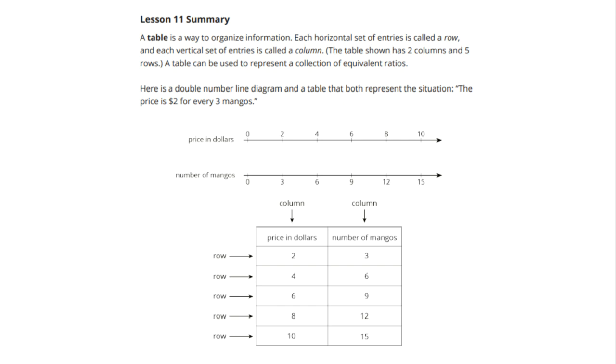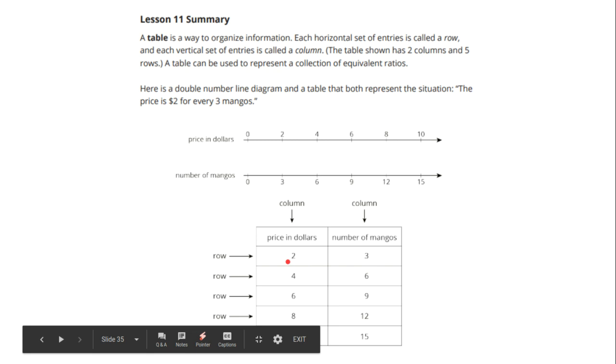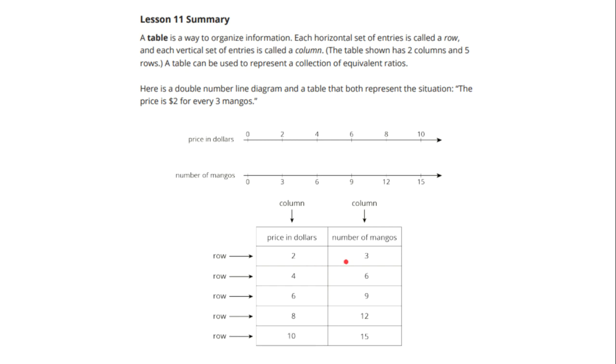And then our lesson 11 summary. Pretty much your table is a way just to organize your information. Going across, we call these rows, the horizontal, and each vertical set is called a column. So going down are your columns. Our table here has 2 columns and 5 rows. And we can use this to make or show equivalent ratios.